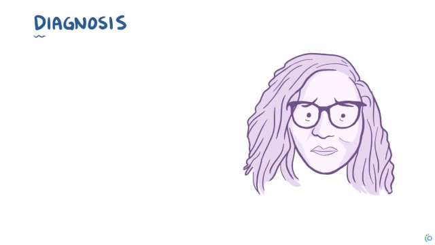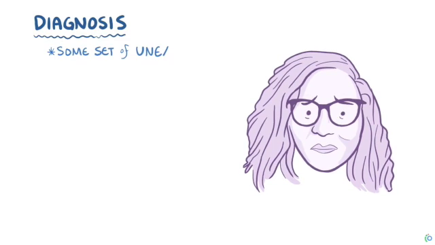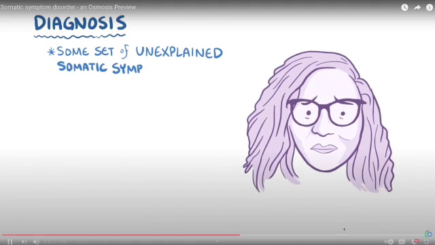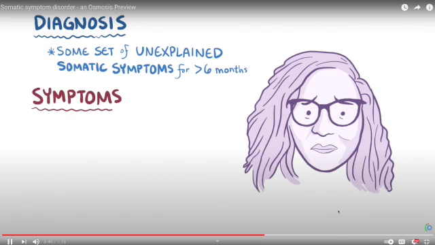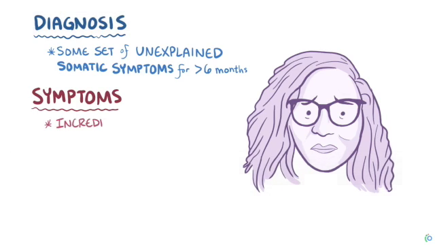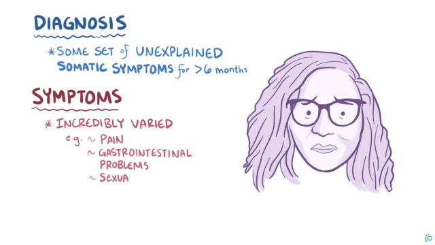The diagnosis requires that individuals experience some set of unexplained physical or somatic symptoms for at least 6 months. The symptoms experienced by individuals with this disorder, though, can be incredibly varied. Everything from pain to gastrointestinal problems to sexual symptoms.